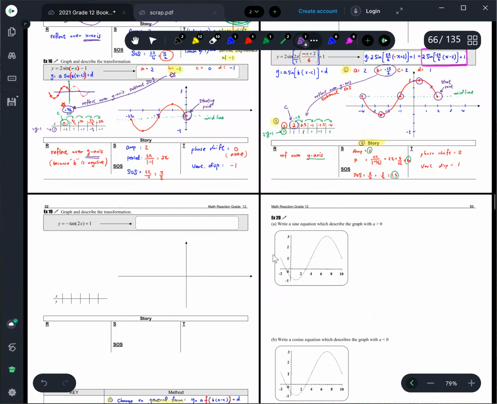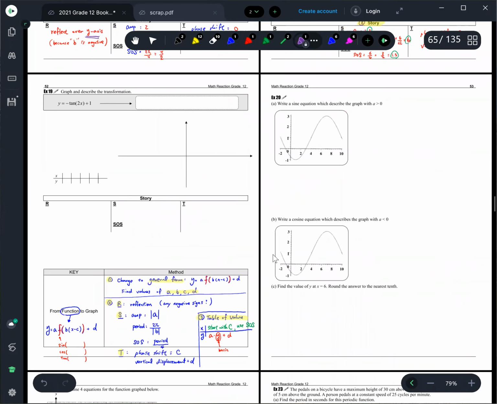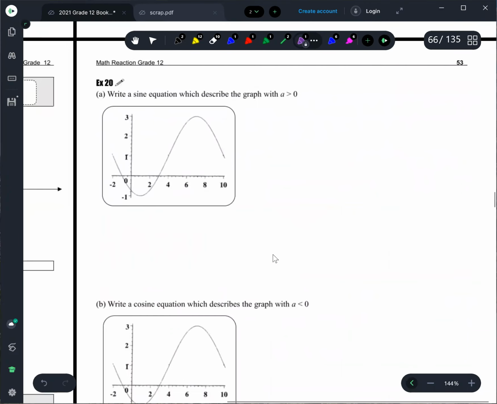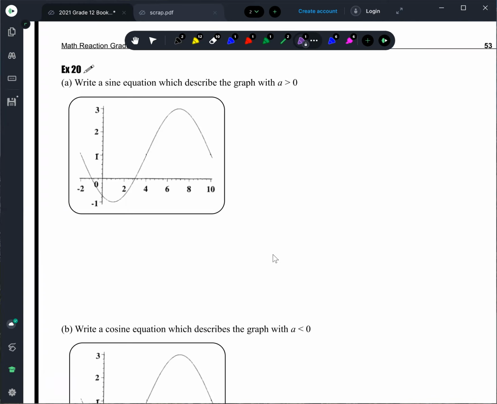So let's look at an example here. Everyone look at page 53, question 20. Can you raise your hand if you're on this page?